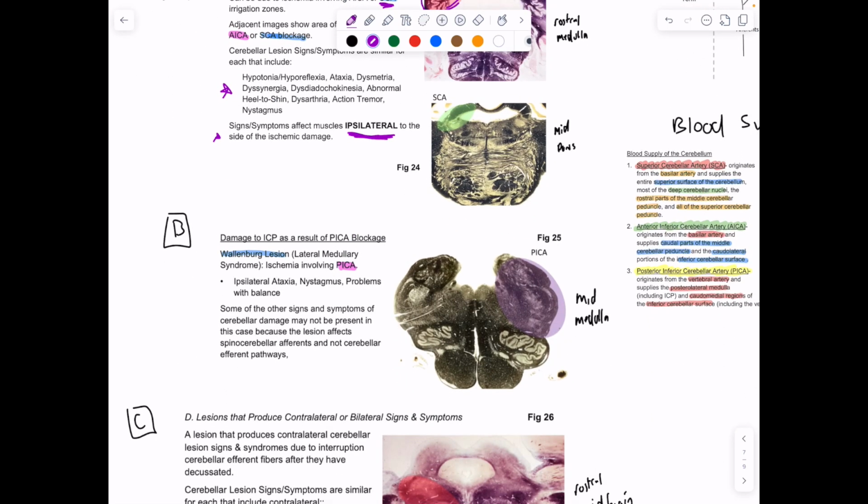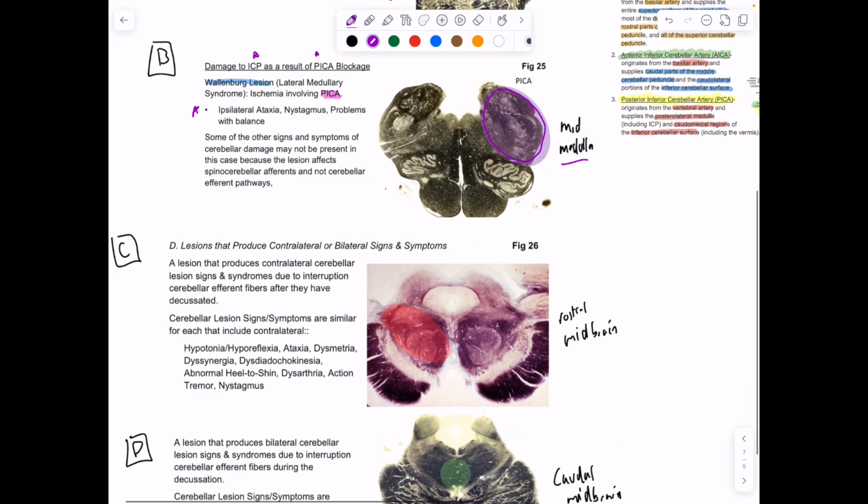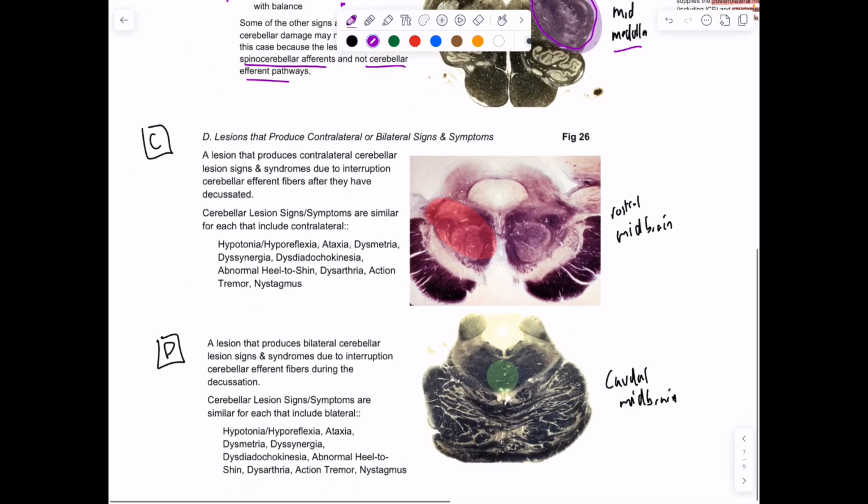Here we have damage to the inferior cerebellar peduncle as a result of posterior inferior cerebellar artery blockage. All right, so right here, this is mid-medulla. And mid-medulla, so you're pretty far down, so you think inferior cerebellar peduncle, ipsilateral issues. Okay. Spinocerebellar afferents and not the cerebellar efferent pathways. So ipsilateral ataxia, nystagmus, problems with balance. Okay. All right.